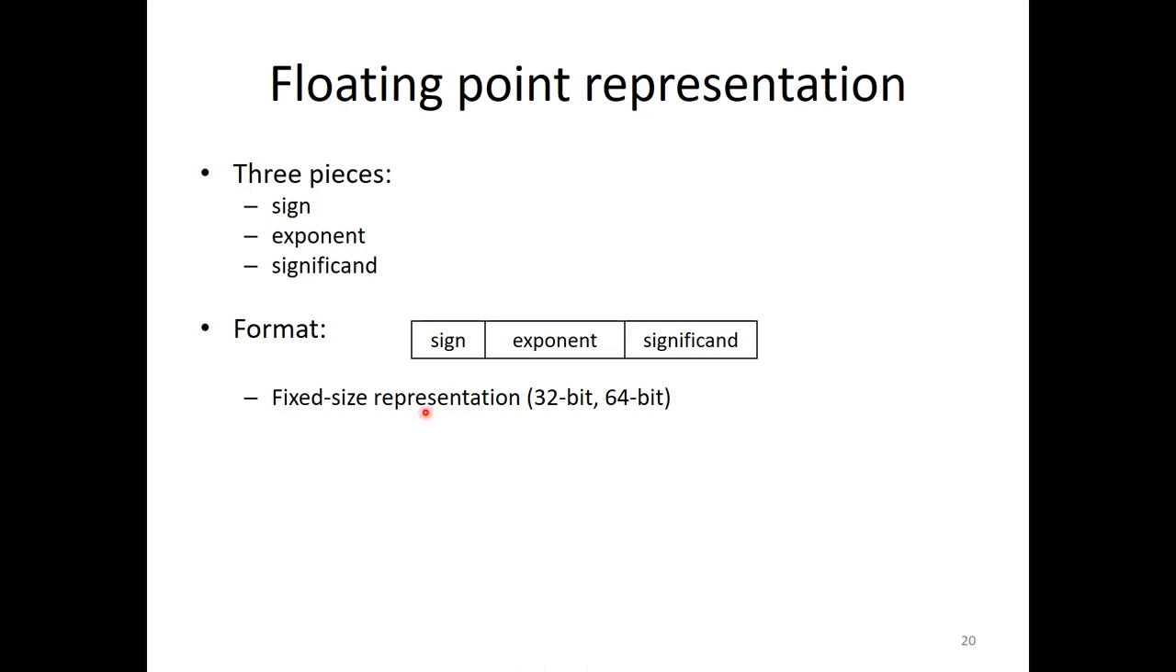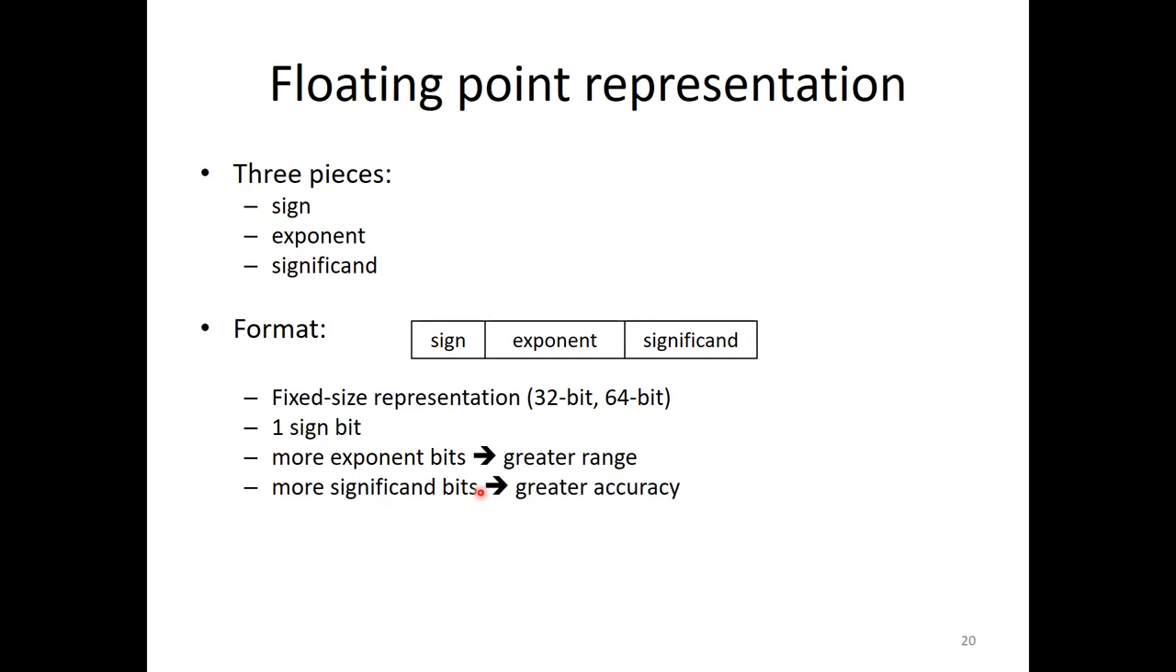So there are specific size representations, either 32-bit system or 64-bit system. So we'll discuss both of these systems. In a 32-bit system, how many bits are reserved for sign, which is always 1, how many bits are reserved for exponent, and how many bits are reserved for significand. Similarly, we'll discuss for the 64-bit also. So there is one sign bit, then there are exponent bits. If you have more exponent bits, you will have a greater range. If you have more significand bits, you will have a greater accuracy. Remember when we were representing 0.1, the more numbers you have after the binary point, the more and more accuracy you will have. But if you have more exponent bits, then you will have a larger range possible for storage.